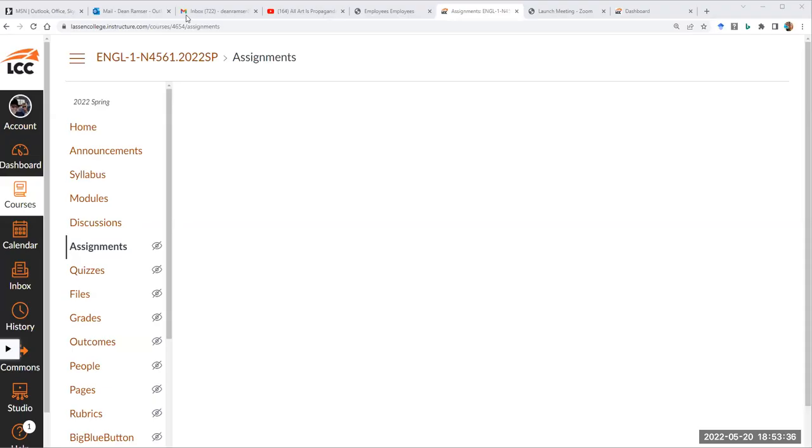Great. So let me open up the screen and we'll take a look at what's going on for assignments right now. Okay, hopefully it's still spinning. Oh, there it is, kind of, I think. Okay, yay, sharing the screen.